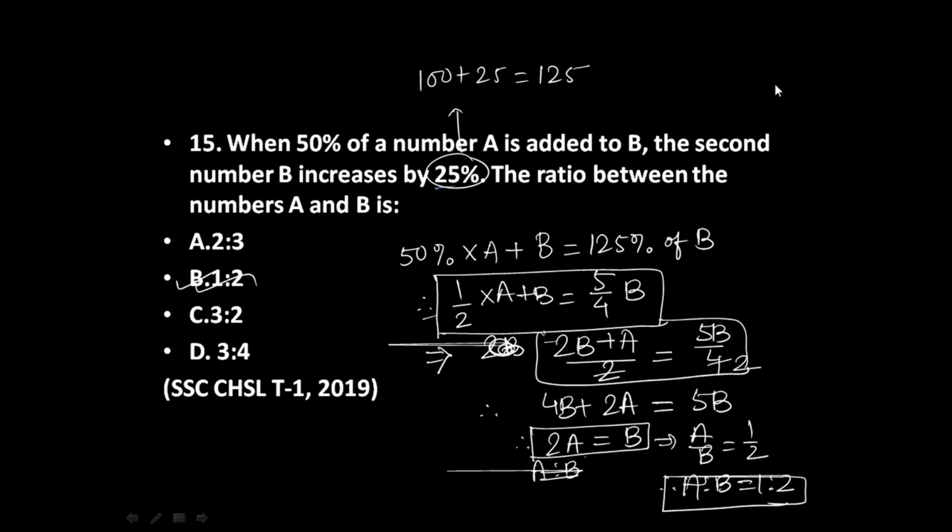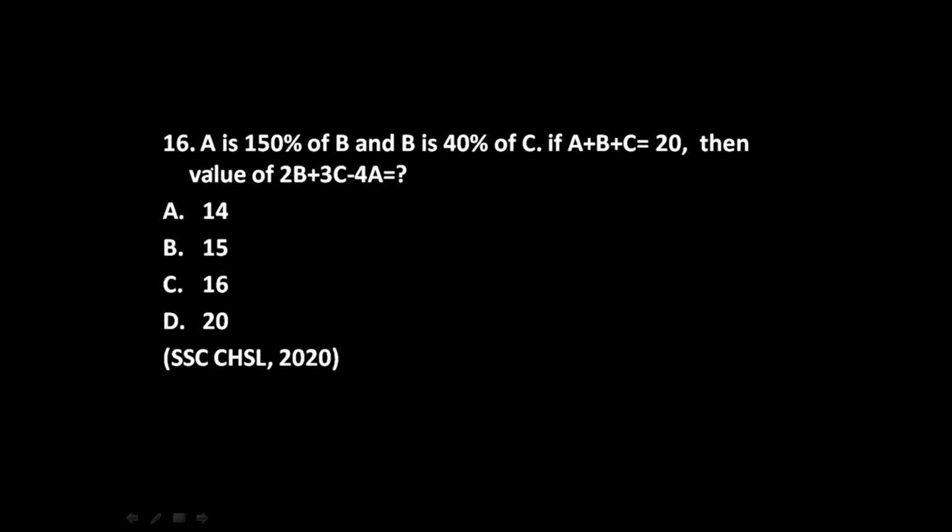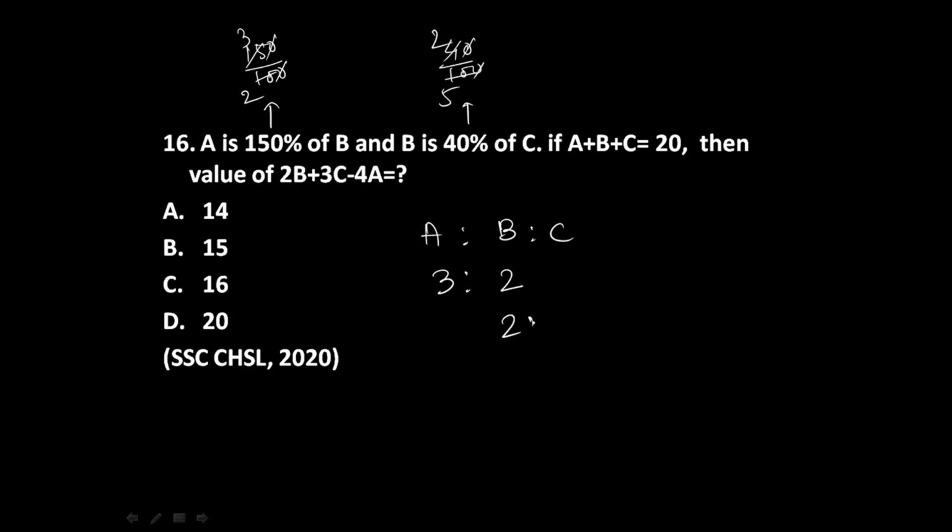Moving to the next one. Number 16, A is 150% of B, B is 40% of C. If A plus B plus C is equal to 20, then find the value of 2B plus 3C minus 4A. So again, you have to build the ratio. 150% of B, what does 150% mean? 150% means 3 and 2, so it should be 3 is to 2. B is 40% of C, 40% means 40 upon 100, the zeros are gone, 2 to 5, so 2 is to 5. So it is 3 is to 2 is to 5, A is to B is to C.